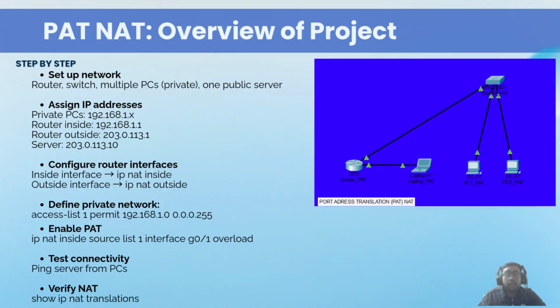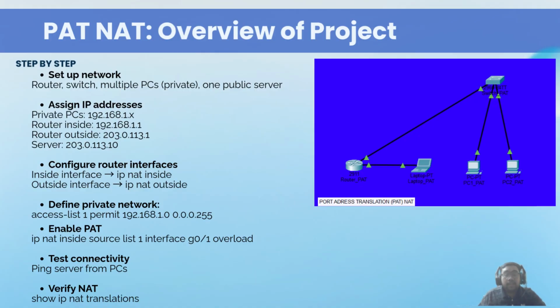Thirdly, we configure the router interfaces for NAT. The interface connected to the private network was configured as the inside interface using the command ip nat inside. The interface connected to the public network was configured as the outside interface using the command ip nat outside.